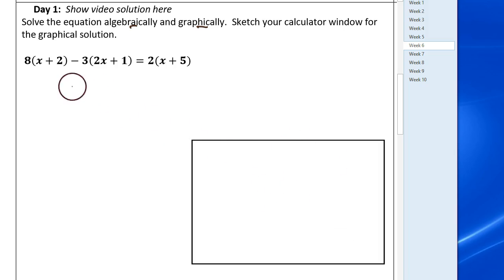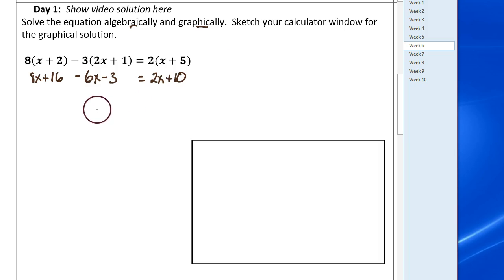We want to get the letter x alone. So do the distributive property to remove parentheses. This becomes 8x plus 16, and then minus 6x minus 3, and that's equal to 2x plus 10.